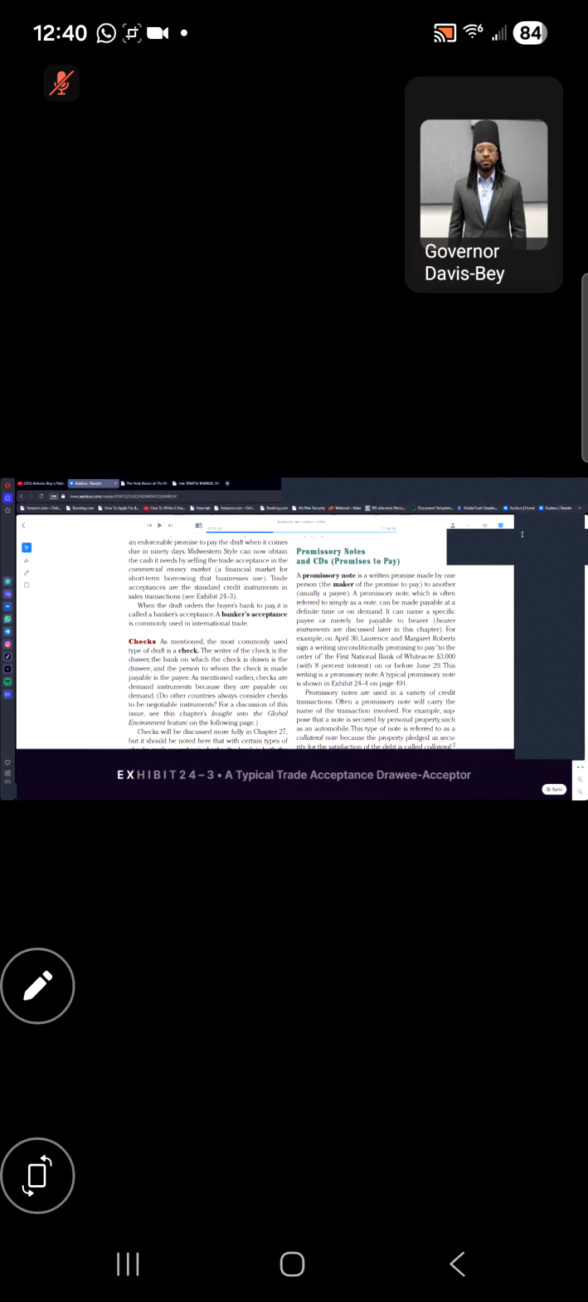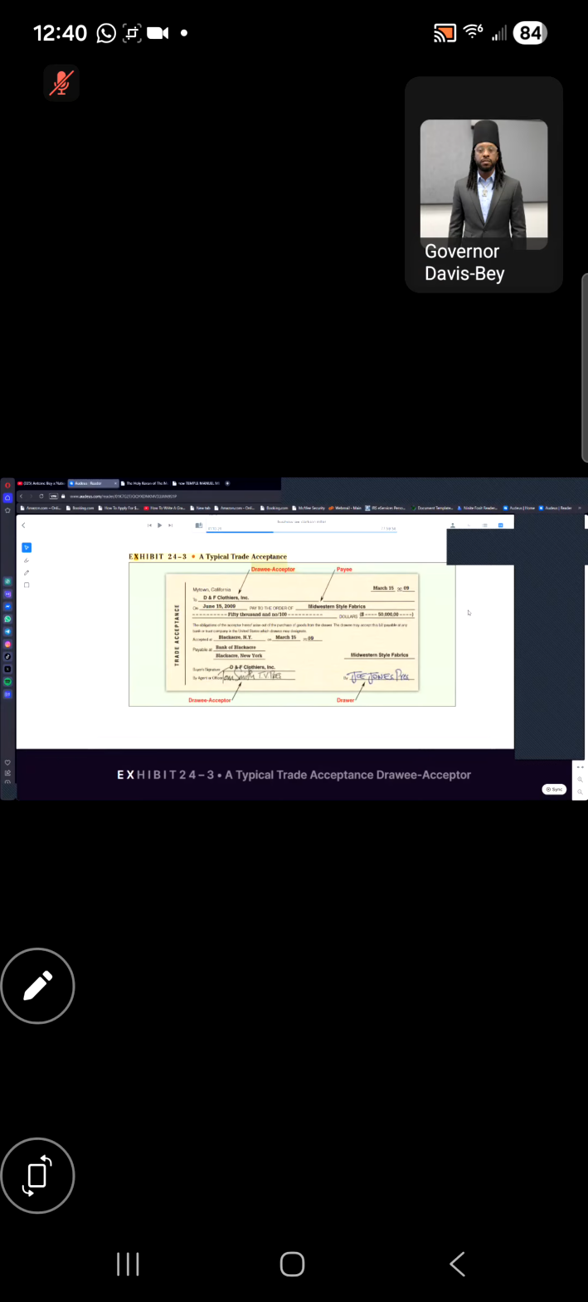Okay. So y'all got that down? Let's go down and look at this trade acceptance, so this is a little bit different. But this is where you see the relationship between, again, the drawer, drawee, and the payee. But in this one, you see where the drawee has accepted and is in a position of the acceptor. So when you receive a bill, when you're the drawee, like I say, you accepted the bill.